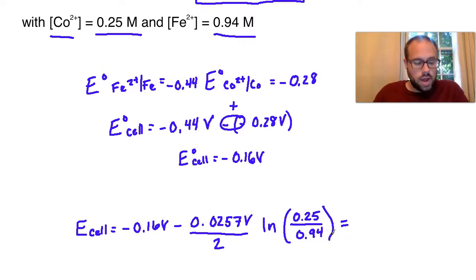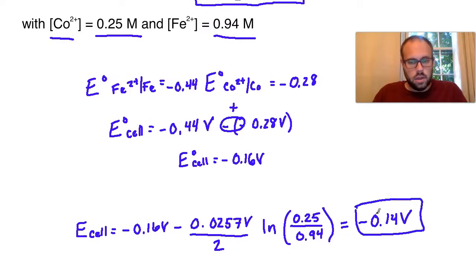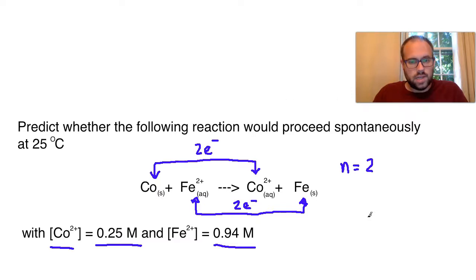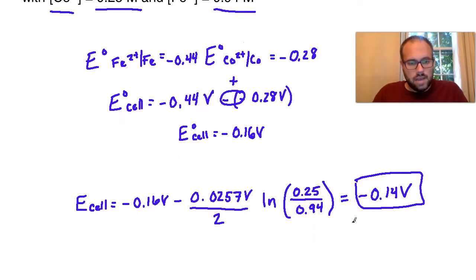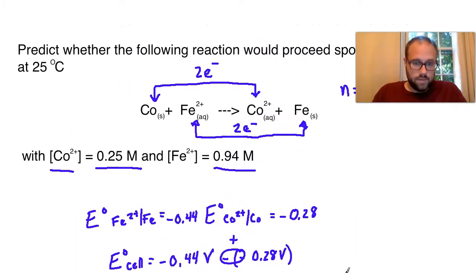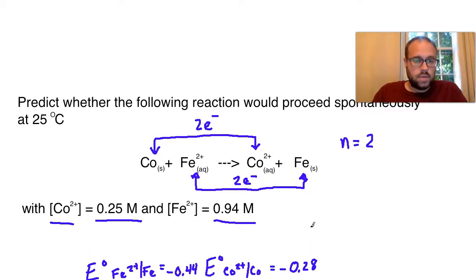So if you do it all properly, you should have negative 0.14 volts. Now the question was, predict whether the following reaction would proceed spontaneously. Well, we have a negative Ecell here, and that would mean no, we would not expect this reaction to proceed spontaneously, because a negative Ecell means that energy needs to be put into this system in order to get the reverse redox to occur. So it's not going to occur spontaneously as set up, which is probably going to be reflective of the fact that we had a larger negative value acting as the cathode here, in the way that it was set up, right?